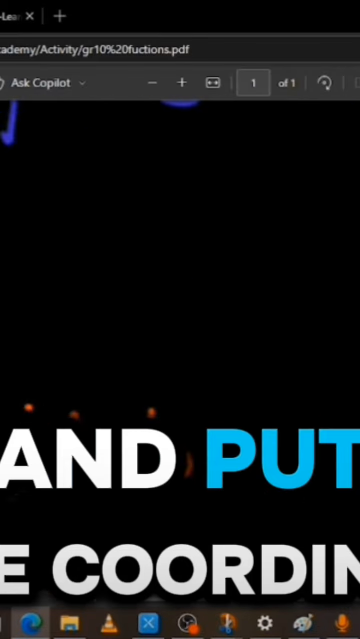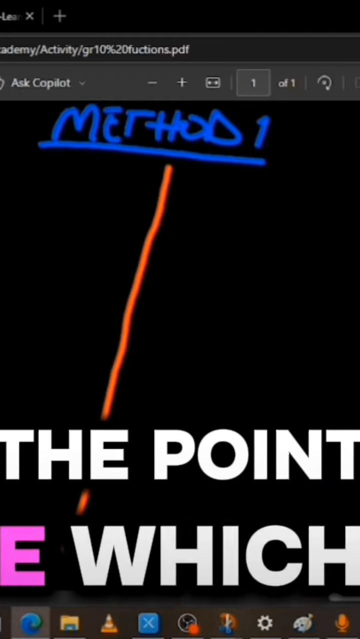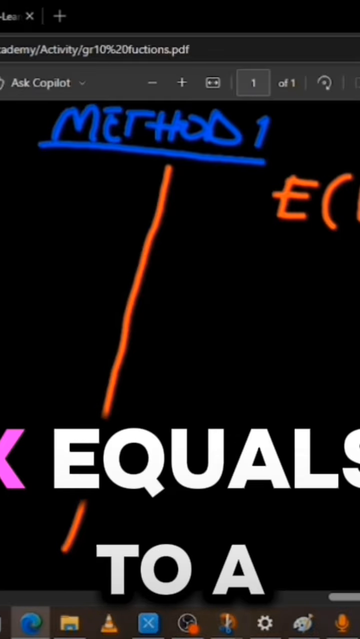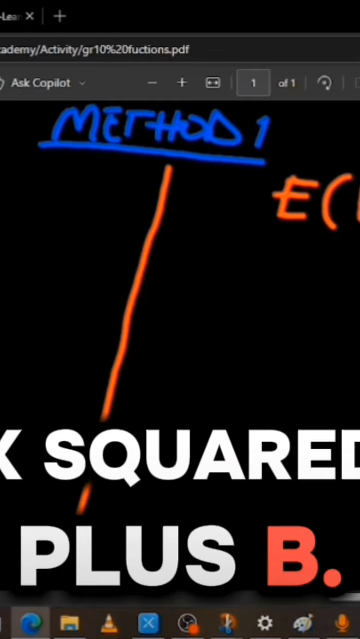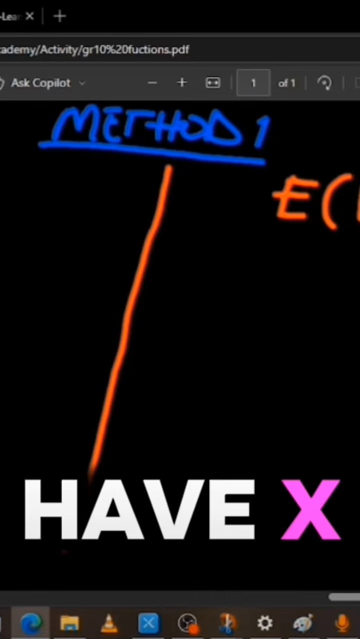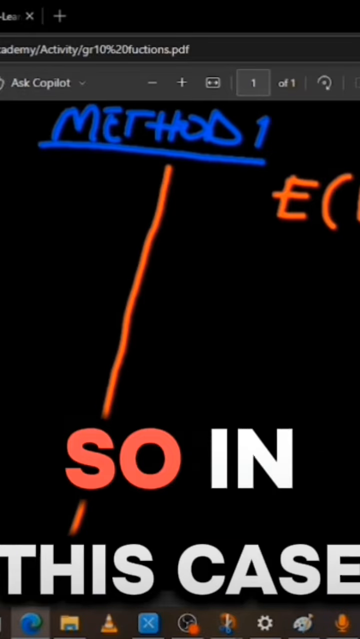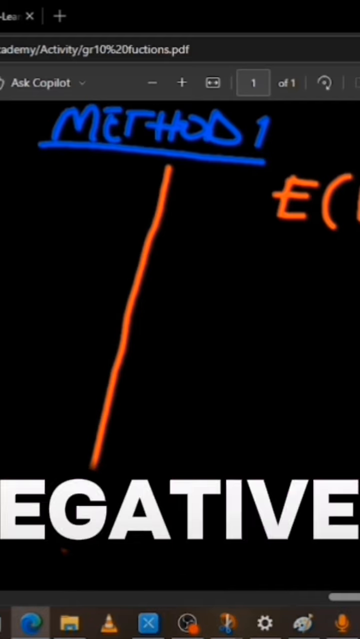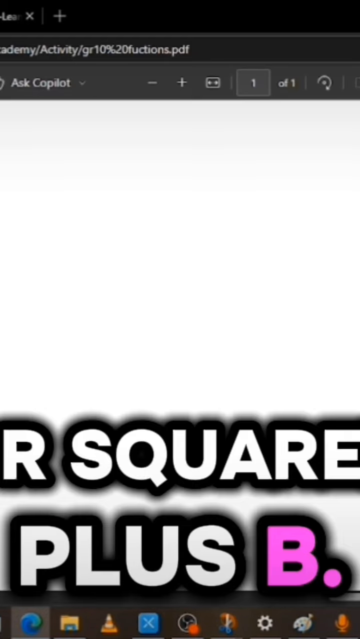So let's go ahead and put those coordinates that we're going to use: A as negative 2 and 0, and then the point E, which is 1 and 3. Mind you, we are going to use the function f(x) equals ax squared plus b. Now remember, the coordinates of A have the x and the y coordinate, and also at E we have the x and the y coordinate. So in A, our y is 0 and our x is negative 2, giving us 0 equals a into negative 2 all squared plus b.